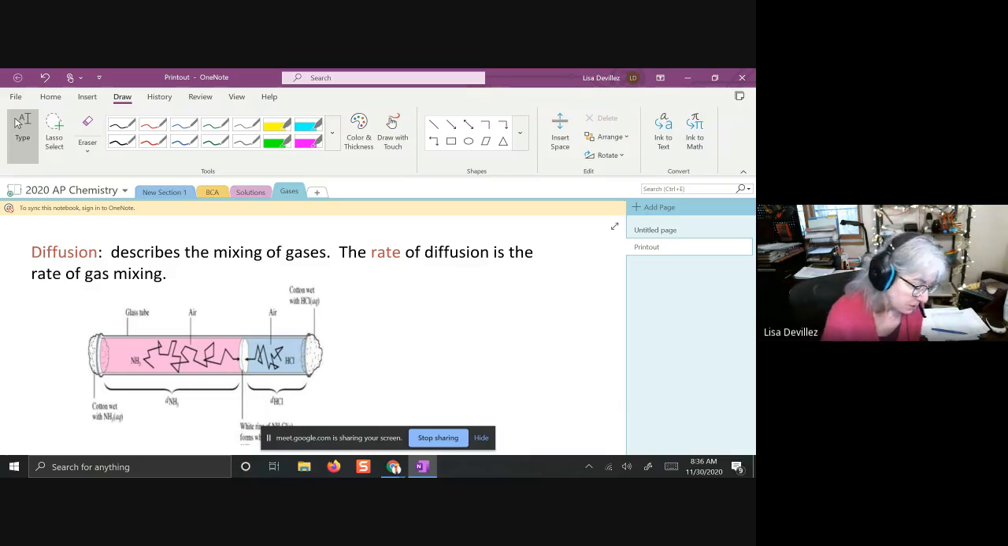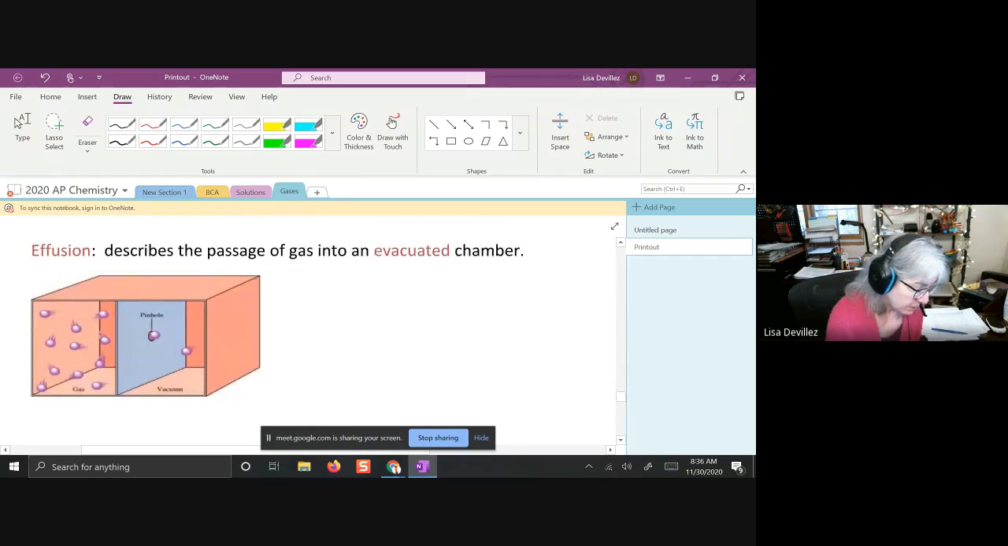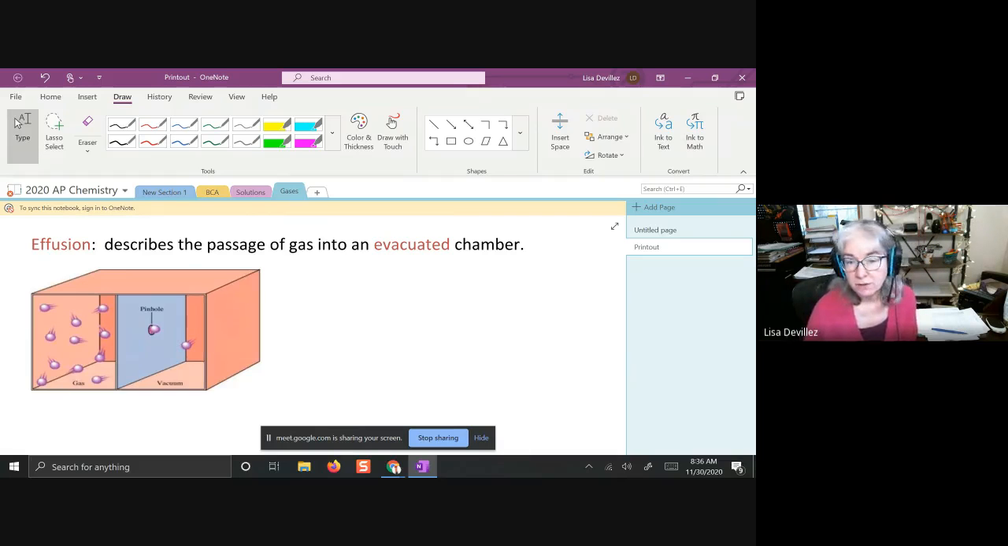Okay, so that's diffusion. The other type of movement we're going to look at is effusion. Effusion is like here, where we have the gas on one side of this container and nothing on the other side, and a little pinhole. Again, this is through random motion. Eventually, through random motion, a gas particle is going to line up with that pinhole and make it to the other side. Both of these happen just through random motion of the gas molecules.